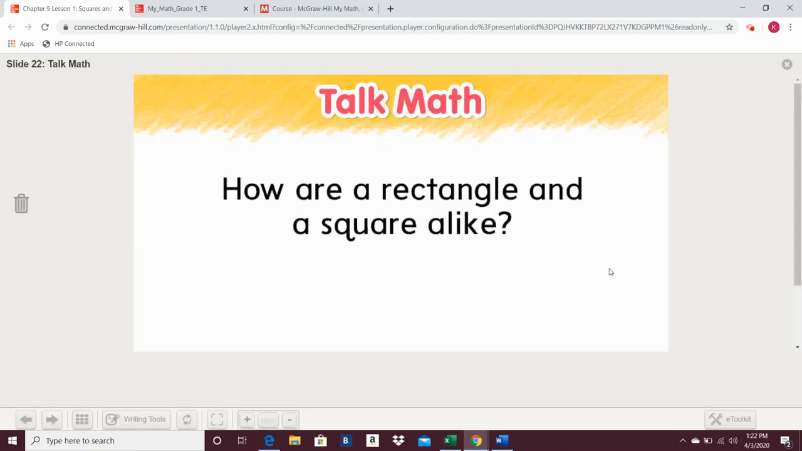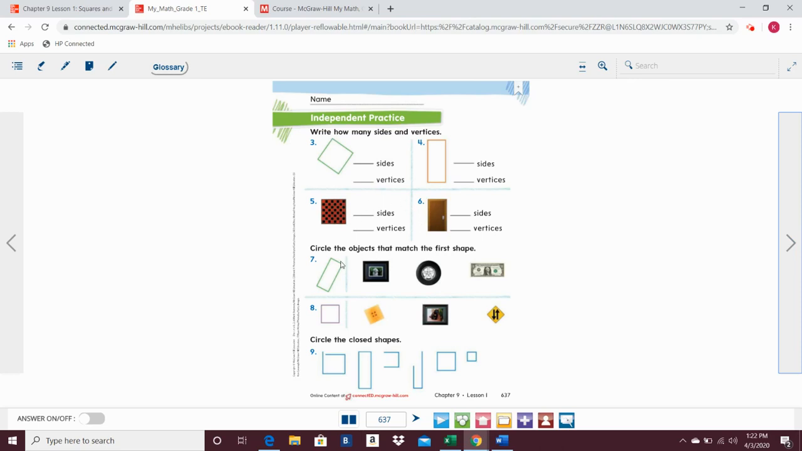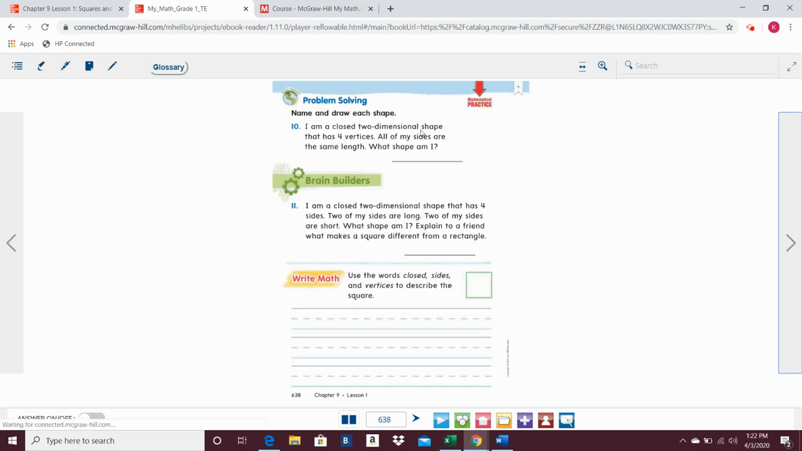So we just talked about that. How are a rectangle and a square alike? Well, we could say they each have 4 sides. We can say they each have 4 vertices. That makes a rectangle and a square alike. So now you're going to complete this page and flip it over and complete this page. When you're done, get your parents to look over your work and talk about any difficulties you have.